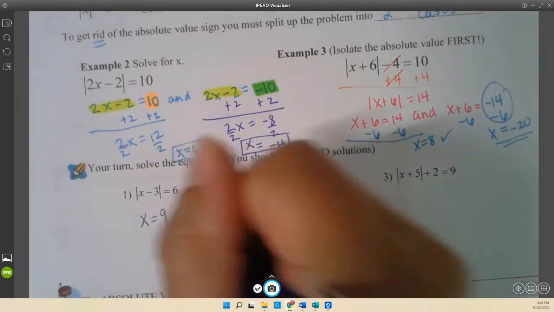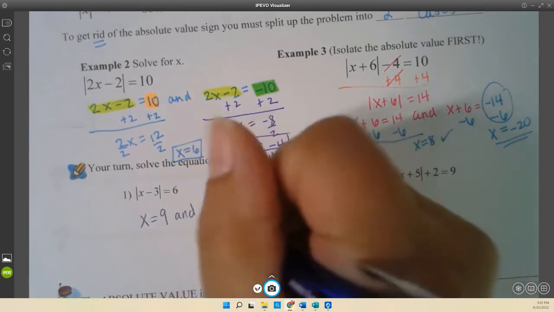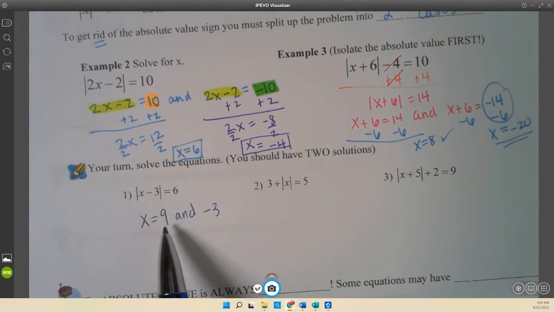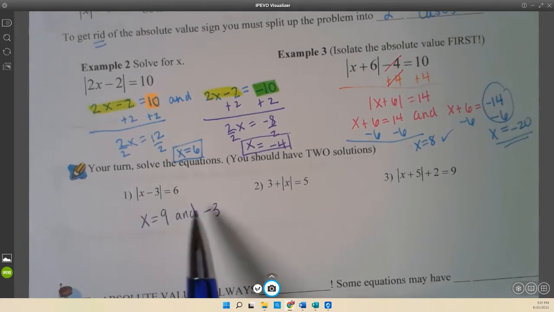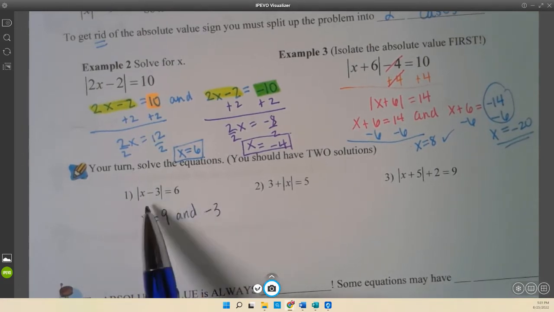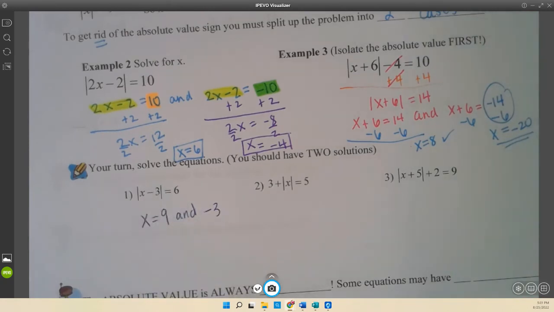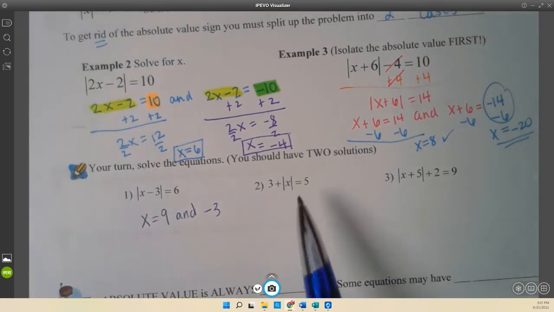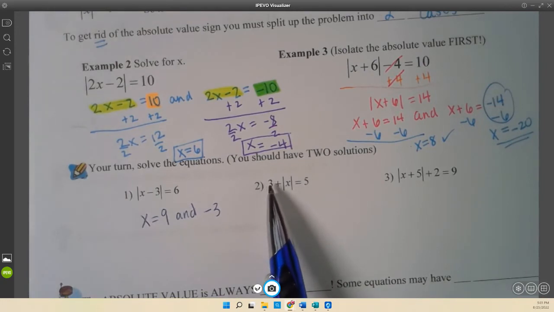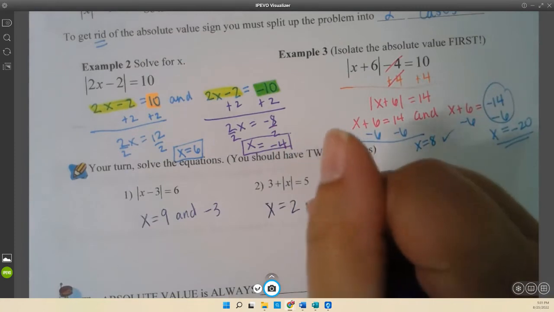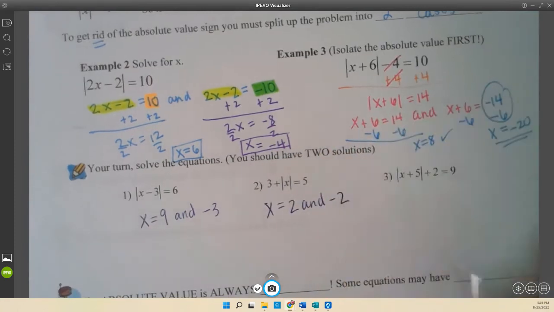I think 9 is going to be one of the answers, and then -3 is going to be the other answer. So in my head, 9 minus 3 is 6, and then I'm subbing in -3, take away 3 is -6. And so I'm trying to get two different kinds of 6s in there, a +6 and a -6. This, in my head, 3 plus 2 is 5. So x could be 2 and x could be -2.